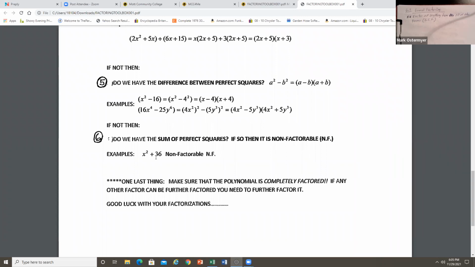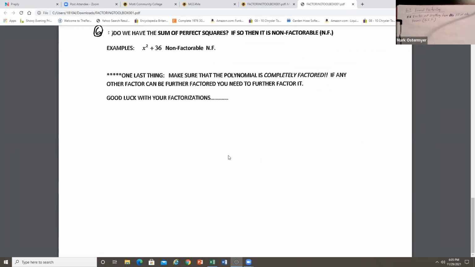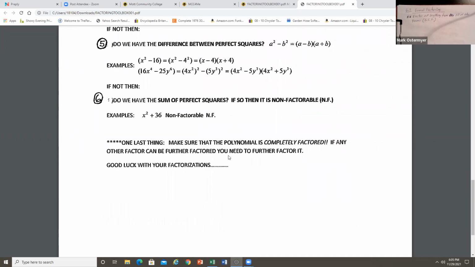If not, do you have the sum of perfect squares? If so, the sum of squares is what? Non-factorable. Which ones are missing on here, ladies and gentlemen? That would be the sum and difference of perfect what? Not squares, but what?